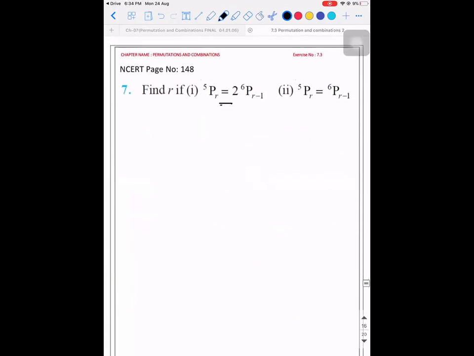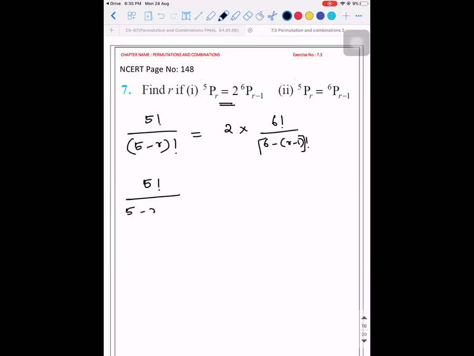What is 5Pr is equal to 2 into 6P(r minus 1)? What is the value of r? So 5Pr, can I write it as 5 factorial divided by (5 minus r) factorial is equal to 2 into 6P(r minus 1), which is 6 factorial divided by (6 minus (r minus 1)) factorial. So it is 5 factorial divided by (5 minus r) factorial is equal to 2 into 6 factorial divided by (7 minus r) factorial. Right?